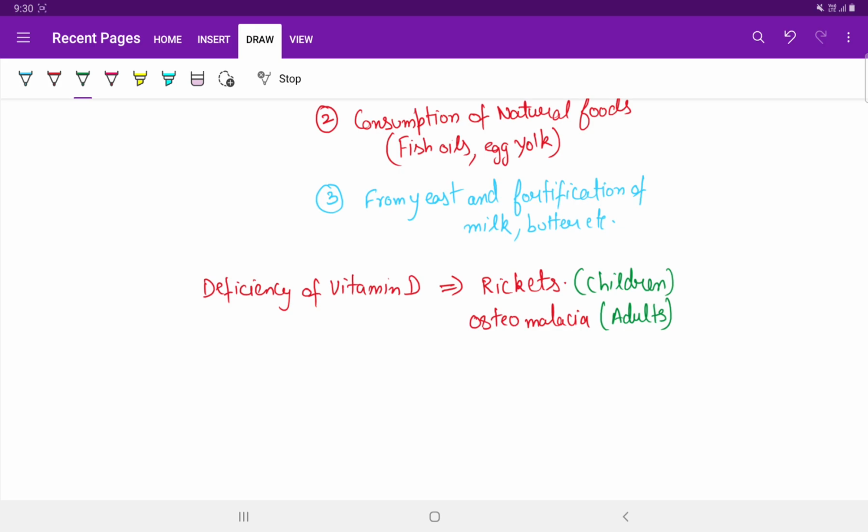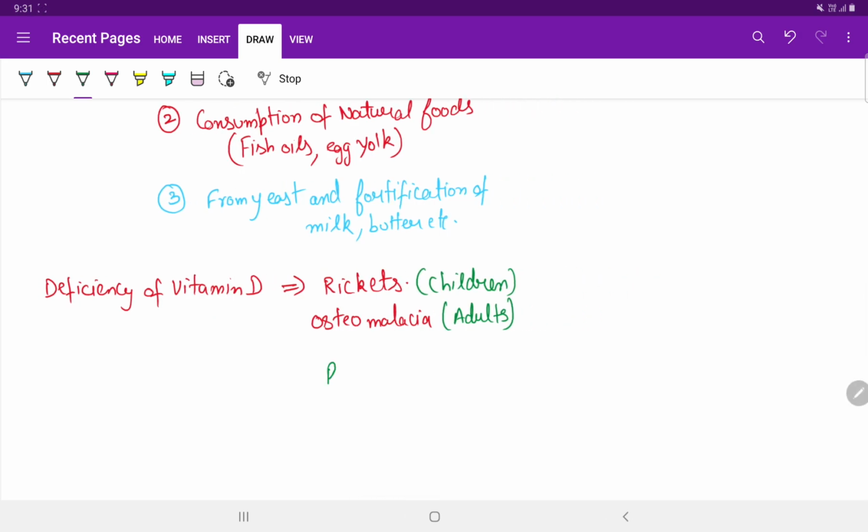Another problem known as renal rickets is seen in patients with chronic renal failure, and it is mainly due to the decreased synthesis of calcitriol in the kidneys.